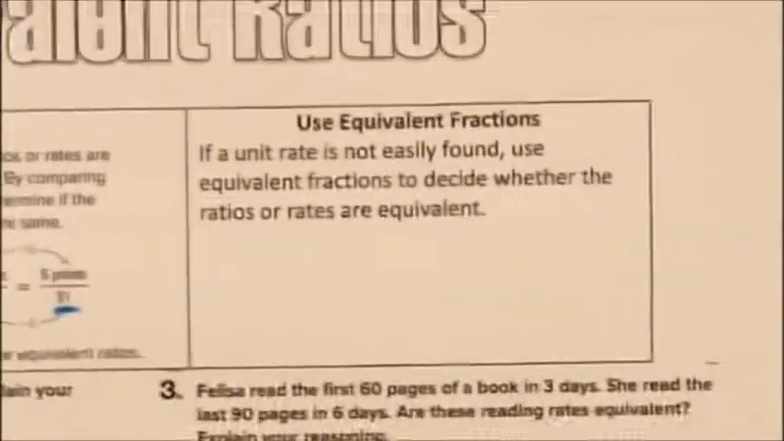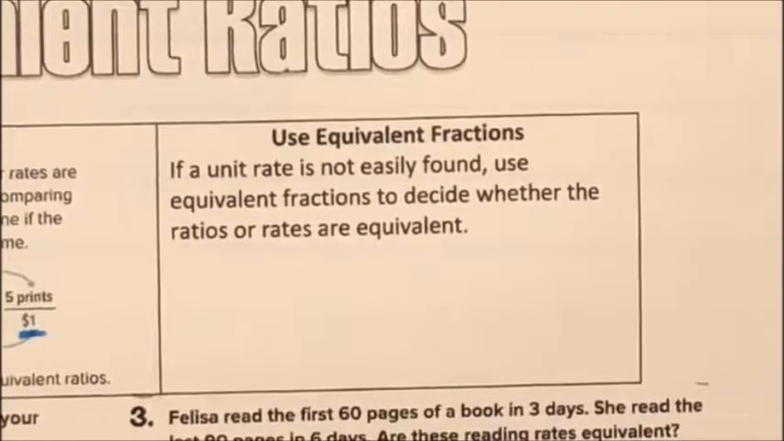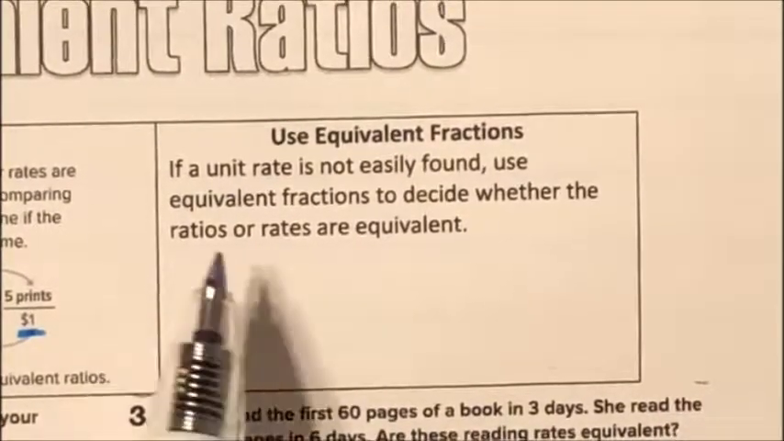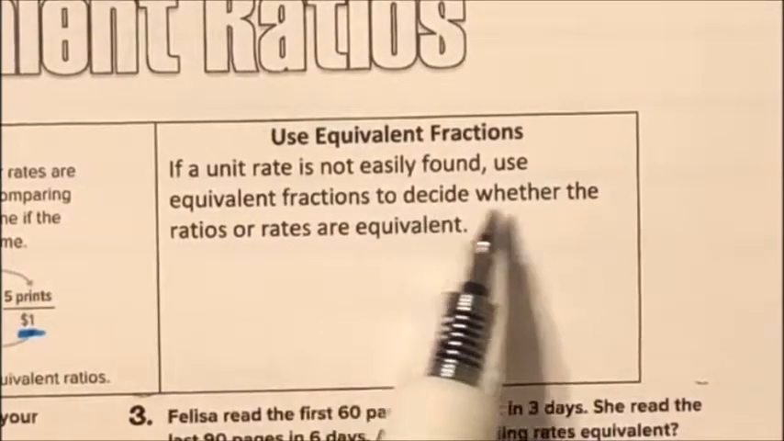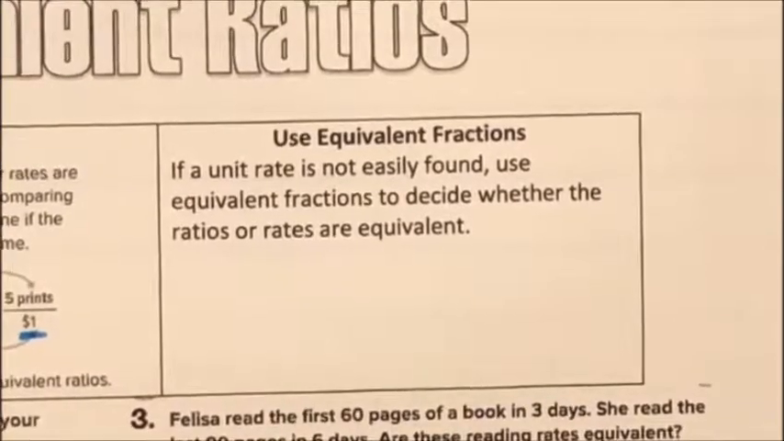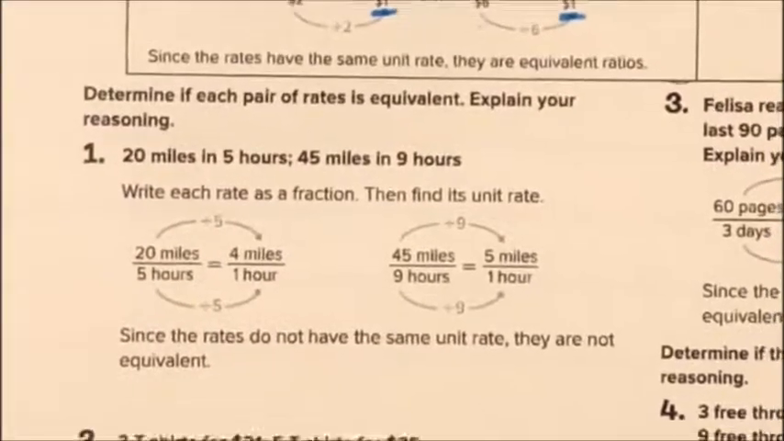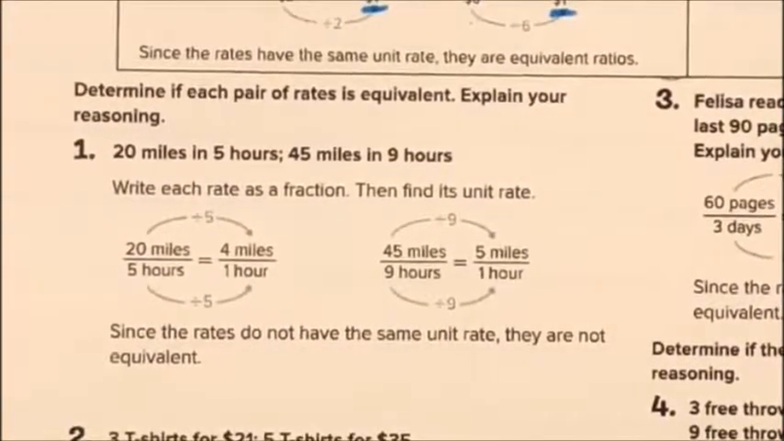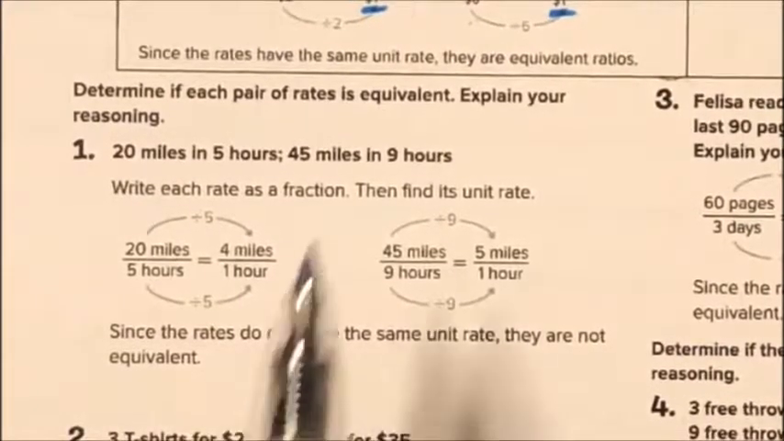The second way I can do this is using equivalent fractions. It's very similar to using equivalent rates. If a unit rate is not easily found, I can use equivalent fractions to decide whether the ratios or rates are equivalent. So let's look at some examples together. The first example I'm going to look at deals with finding unit rates, okay? Determine if each pair of rates is equivalent and explain your reasoning.